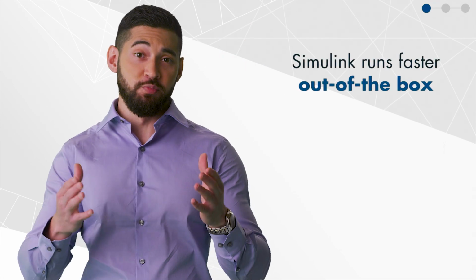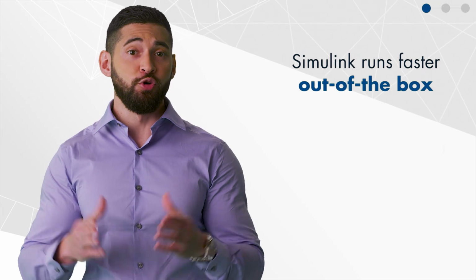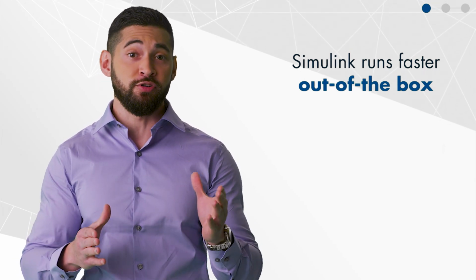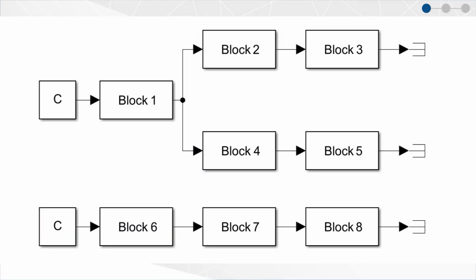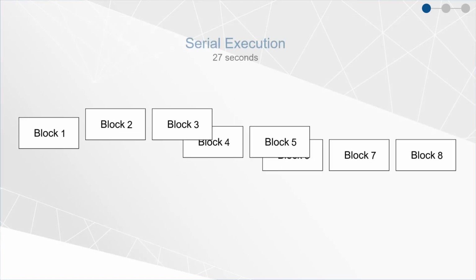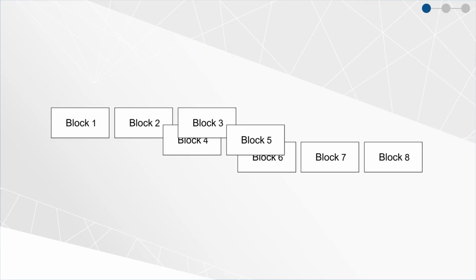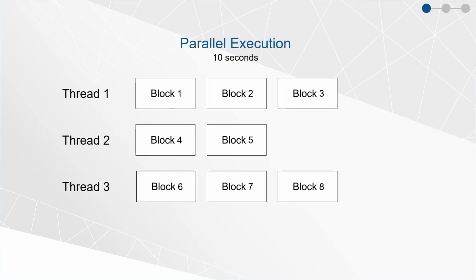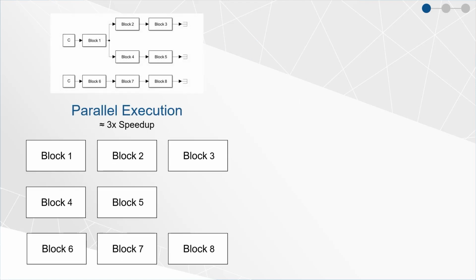Fast model editing is important, but we know how much you appreciate fast simulations too. The good news is that Simulink runs models faster out of the box. One example of that is co-simulating components on multiple cores automatically. If we take this model and execute it serially, it would take almost 30 seconds to simulate. With multi-core simulation, the model would run like this, on multiple threads, and it simulates in about 10 seconds with this parallel execution. That's almost a 3 times speed up for this simple example.